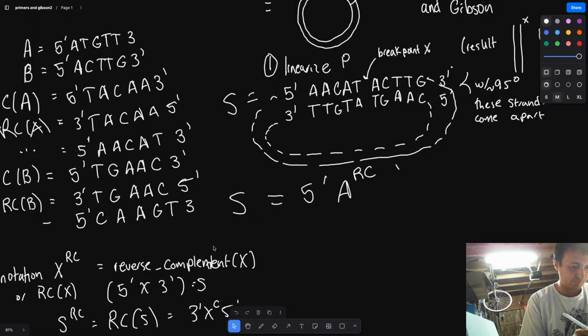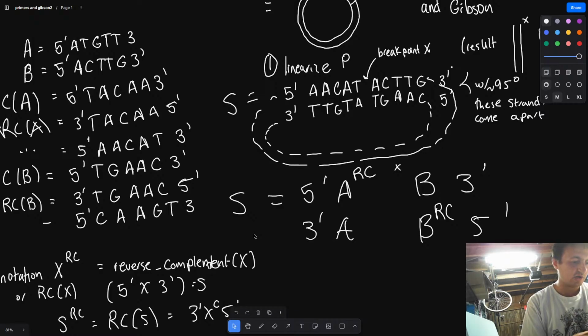Okay, then we have our breakpoint X, and then we have ACTTG. That's B. Okay, then this is 3 prime. Then this has to be BRC, 5 prime, and then this has to be A.